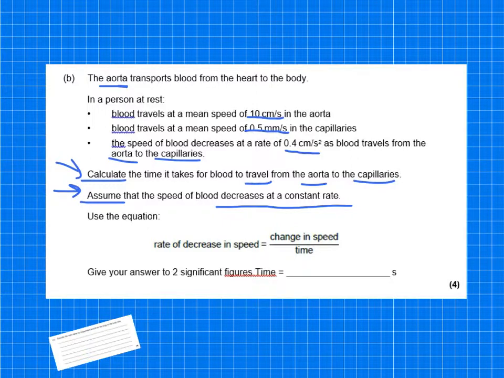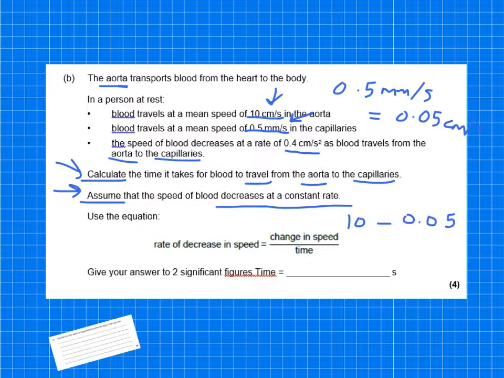So one thing I have noticed looking at this is that you've got different units. Here you've got centimeters per second and millimeters per second. So you're going to have to convert the millimeters into centimeters or vice versa. In this case 0.5 millimeters per second actually equals 0.05 centimeters per second. So you need to just look at the units, because when you work out the change in speed, that's going to be important.